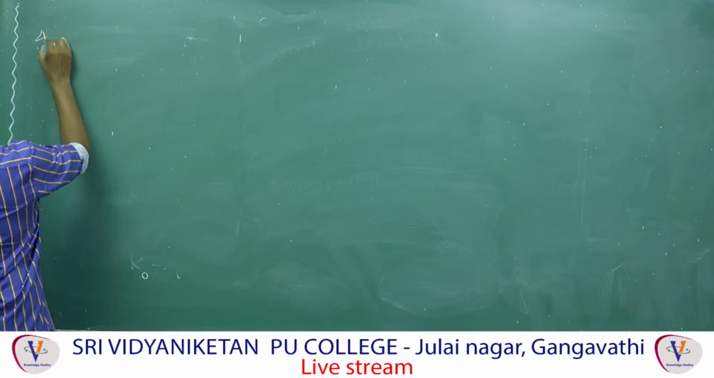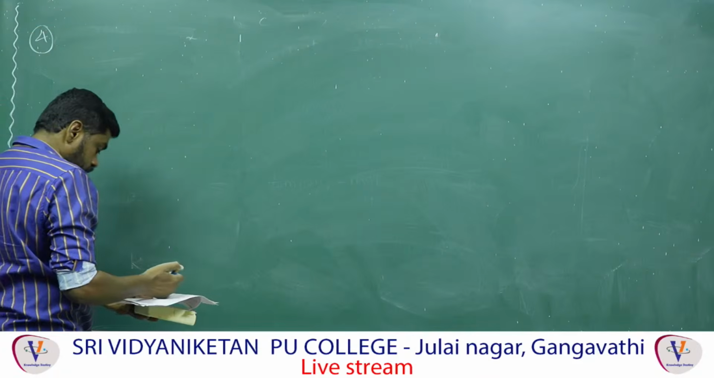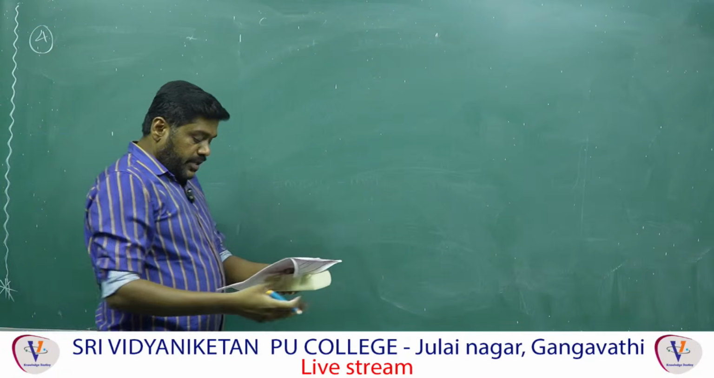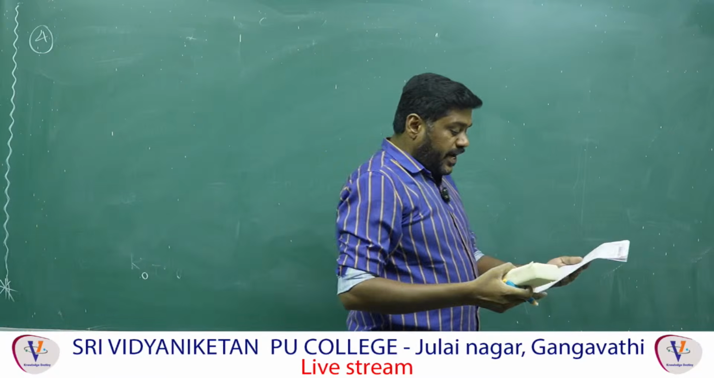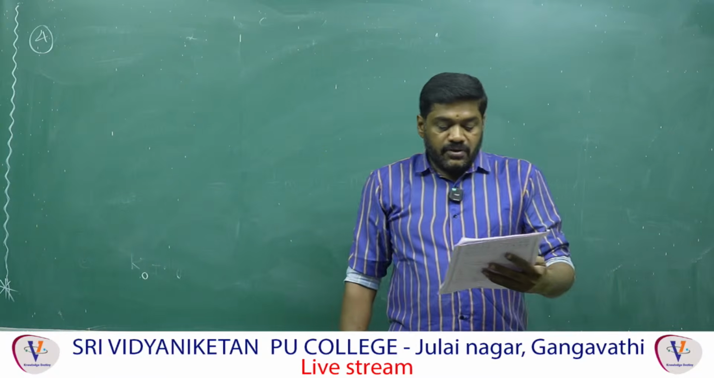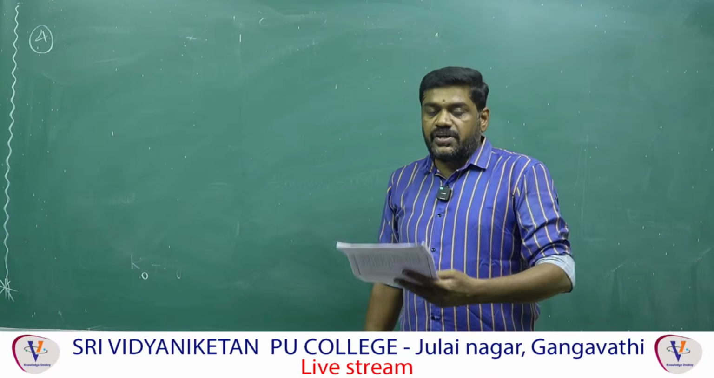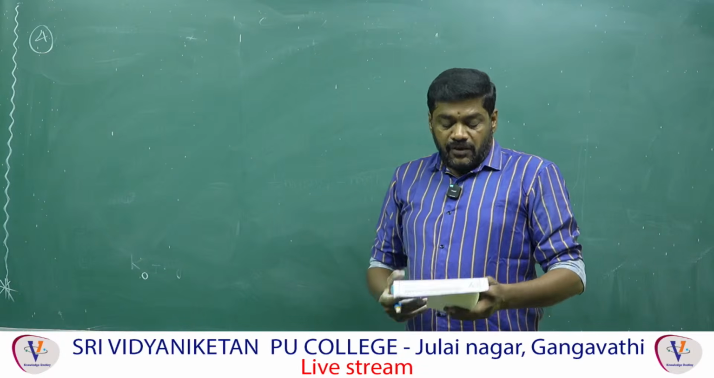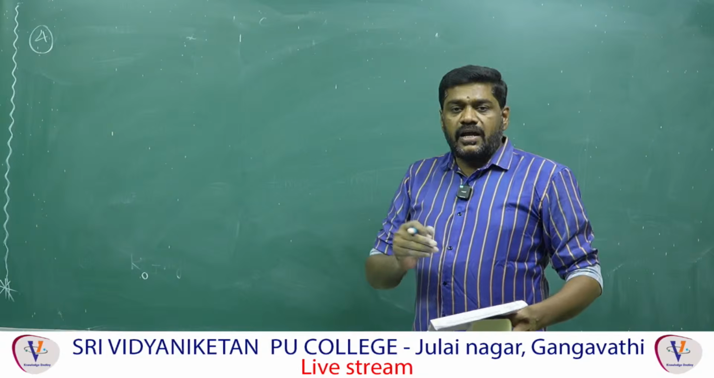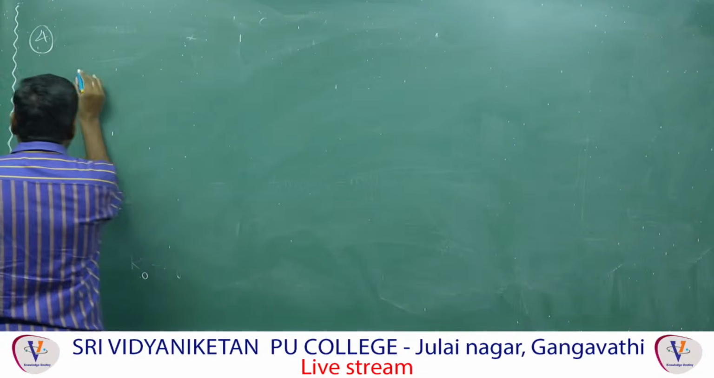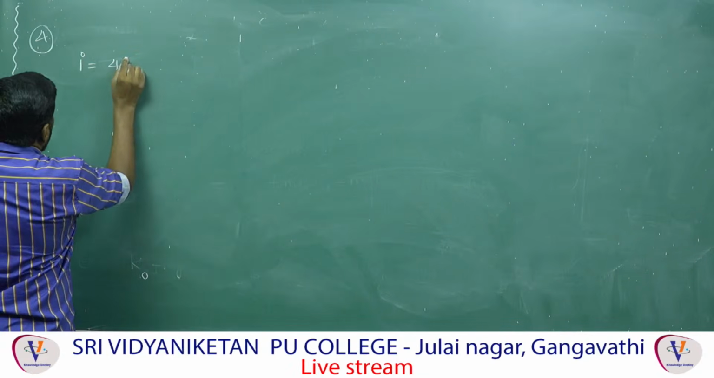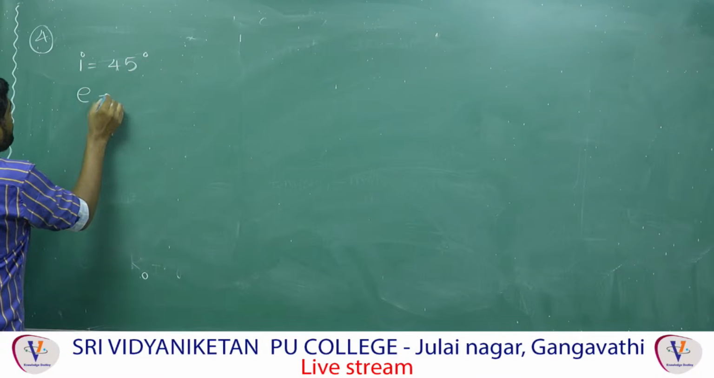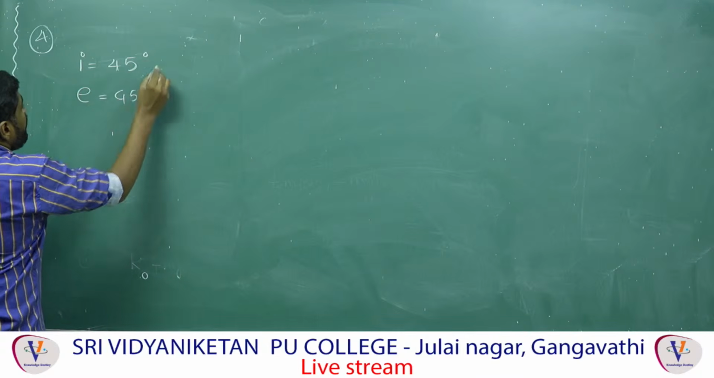Question number 4. That is the prism question. In the figure, what is the refractive index of the material of the prism with respect to air when the angle of deviation is 30 degrees? If you see the diagram, the angle of incidence is given: angle of incidence i is equal to 45 degrees. The angle of emergence is also 45 degrees.